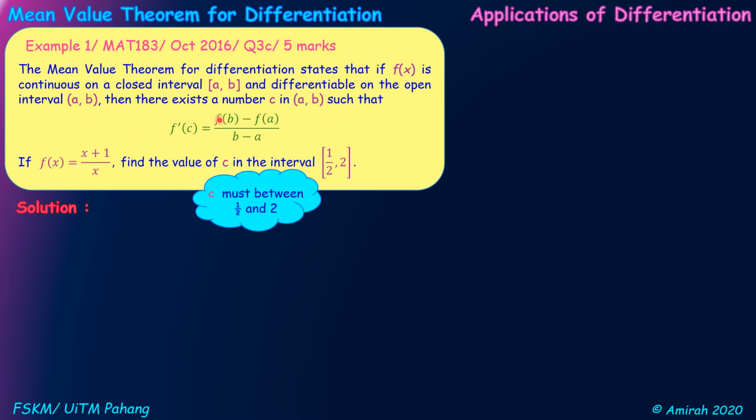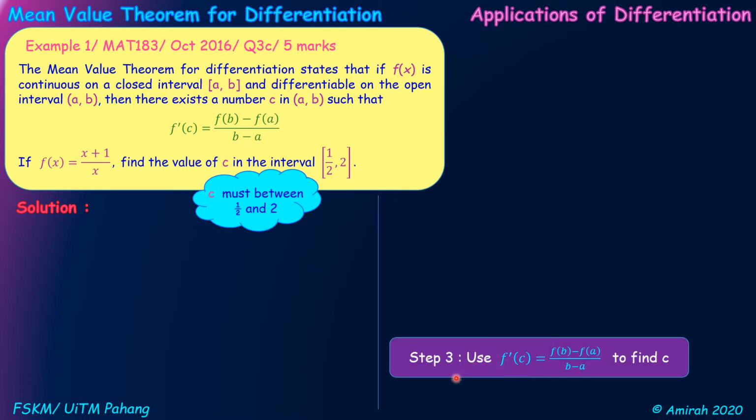When we solve this question, after we find the value of c, we will get c between the interval 1/2 and 2. If we get c between 1/2 and 2, it means we get the correct answer. But if we get c outside this interval, it means we get the wrong answer. To find the value of c, we can use this formula: f prime(c) equals (f(b) minus f(a)) over (b minus a). From this formula, first we need to find a, b, f(a) and f(b).